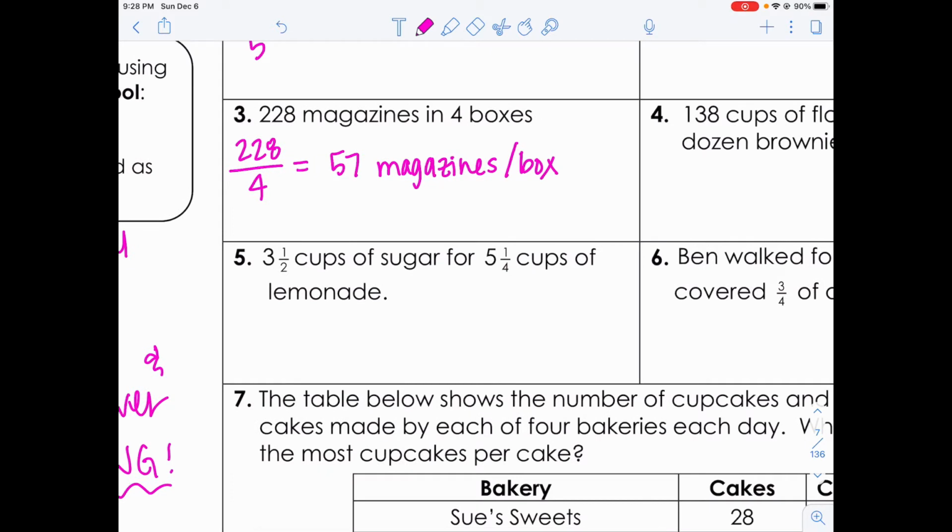Here's another one. 3½ cups of sugar for 5 1/4 cups of lemonade. Same thing, we're going to set up our rate or our ratio. 3½ cups of sugar for every 5 1/4 cups of lemonade. Same thing, you're going to put it into your calculator. 3½ divided by 5 1/4. And it should tell you that it is 2/3 cup of sugar per cups of lemonade. So really all you're doing is just dividing this in your calculator to get your unit rate.